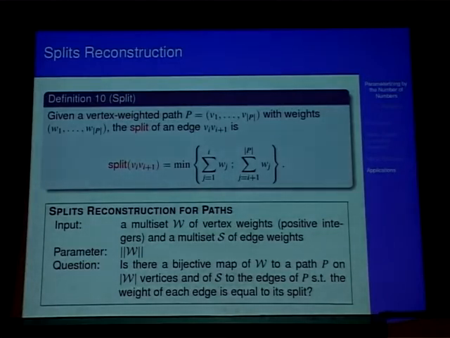So this problem comes from computational chemistry, more precisely from drug design. And here we look at the parameter number of vertex weights, because, well, in drug design you might only have a certain number of molecules that you want to assemble in order to obtain this path here.